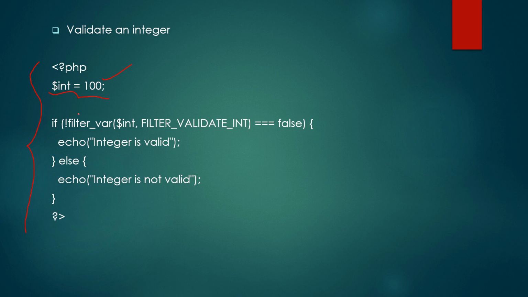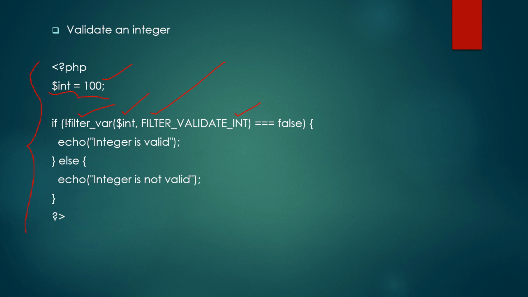Now I have made use of this filter_var function. Inside this I'm passing my data, in this case this variable $int, and I'm validating. So we have another extension called filter_validate_int. Since this is an integer variable, that's why I have made use of int. There are tons of extensions that PHP has given us, so you can check each of them. I won't be able to cover all of them.